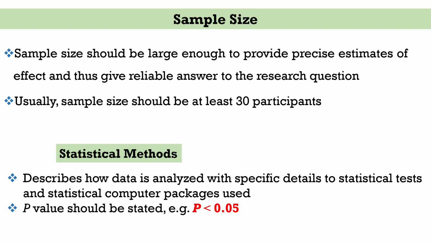In the method section, it is also important that you state the statistical methods that you are going to use to test the hypothesis, and the packages that are going to be utilized. Again, the probability p-value should also be stated, and in most instances the p-value threshold is less than 0.05. So that's all about the method section.